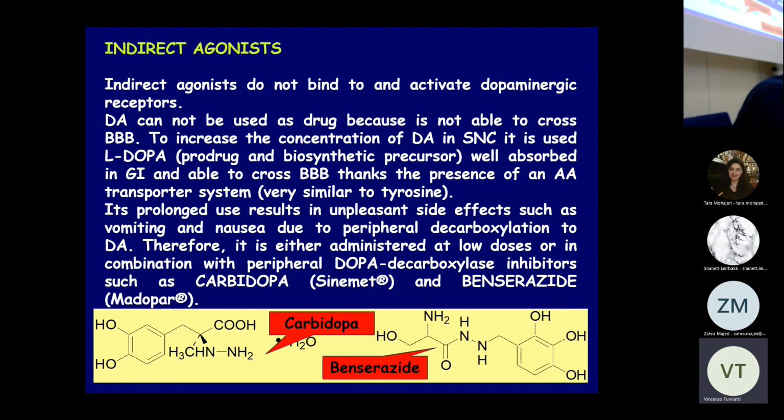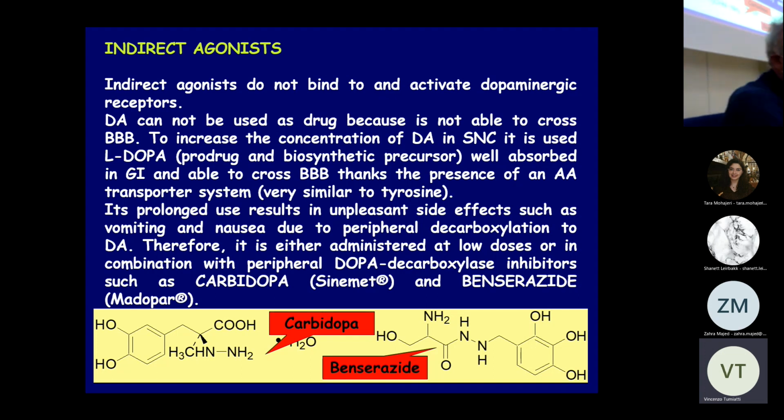We have 2 nitrogen atoms in this case. It is called hydrazino group. Hydrazine is NH2, NH2. 2 nitrogen groups. So carbidopa is very, very basic. Very, very polar, protonated at physiological pH, so unable to cross the blood-brain barrier.